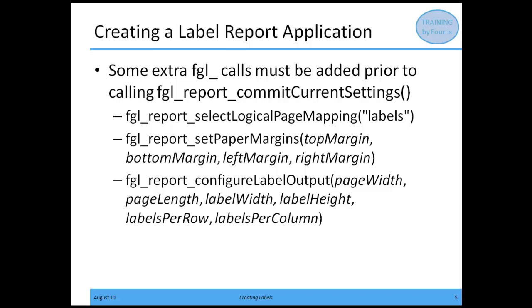I need to do FGL report set logical page mapping equal to labels. I'm letting it know that I'm streaming across label data. I then need to do an FGL report set paper margins and explain what the paper margins are for my physical page. I'm also going to do an FGL report configure label output. This lets my page know information such as the label widths and label heights, how many labels we're going to have per row, and how many labels per column. If you think about it, we're mapping the logical page, the label, to the physical page that's being used by the printer.